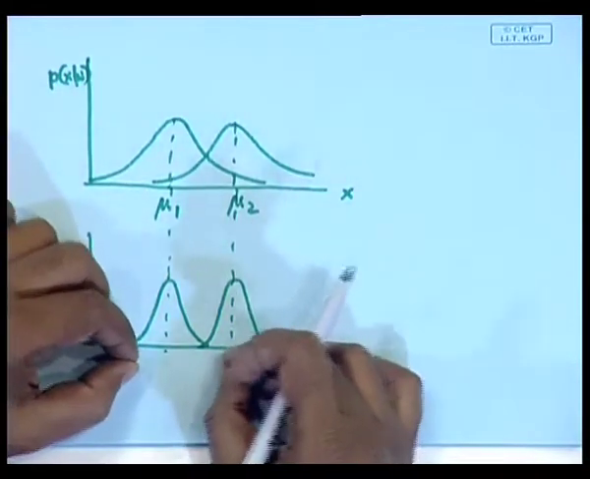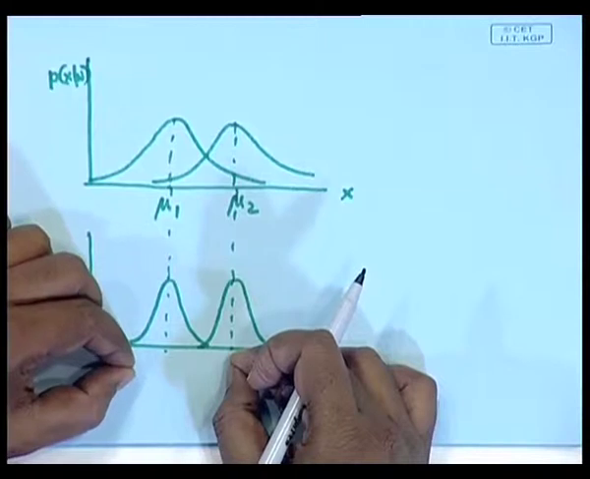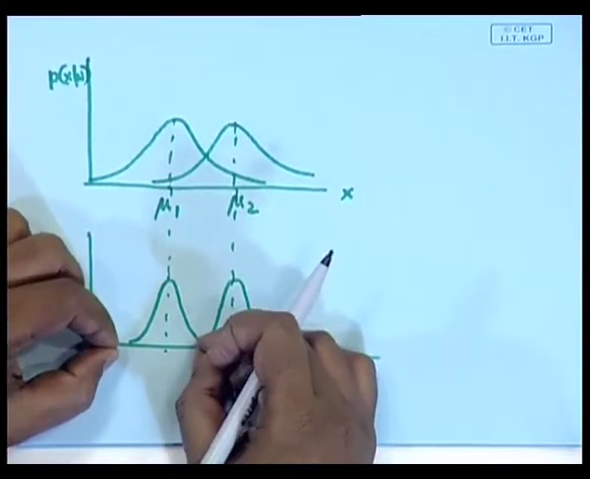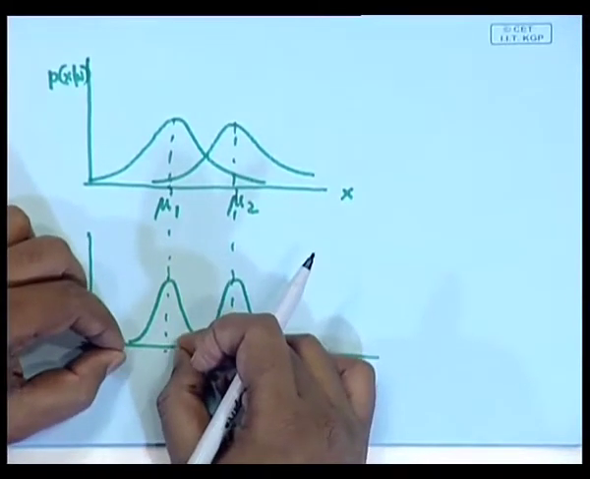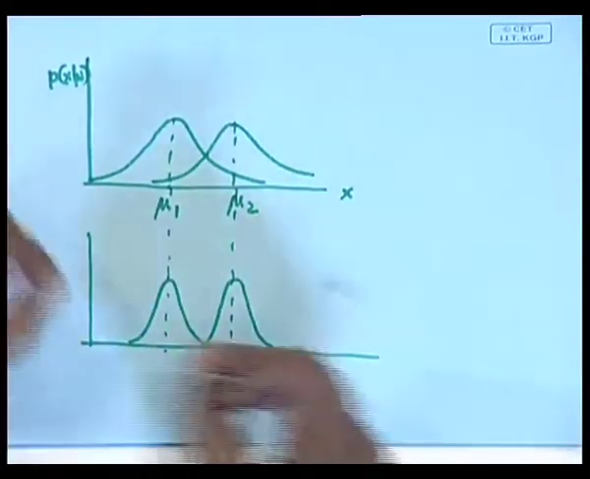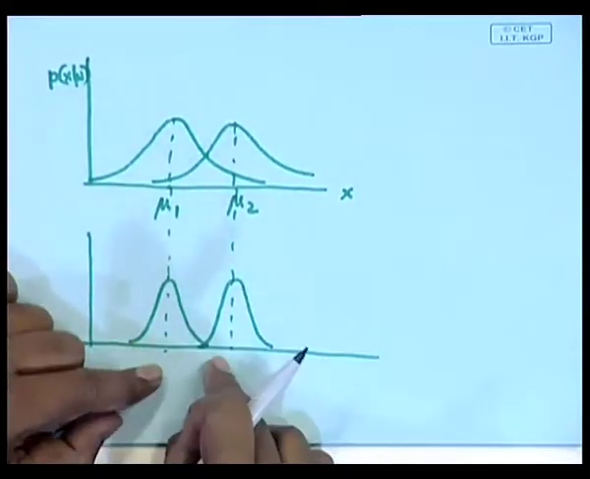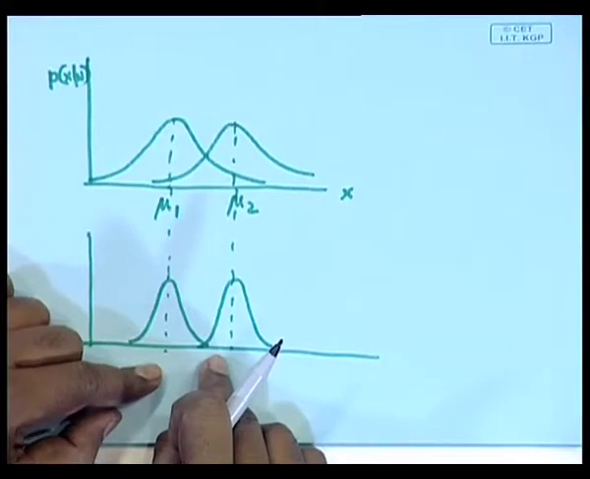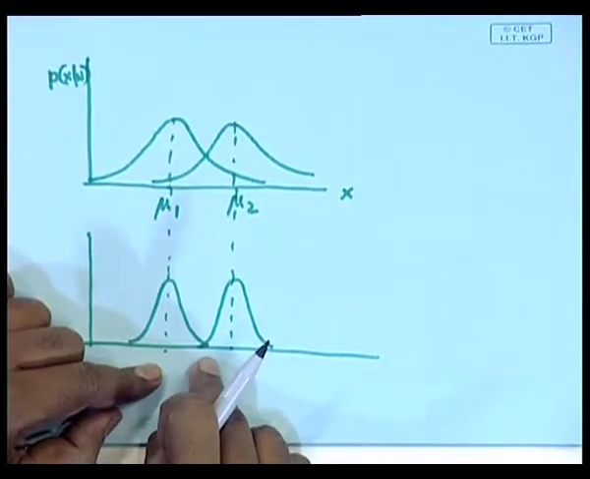So, you find that the distance between the means mu 1 and mu 2 remains the same, but the within class scatter, or the variance of the samples belonging to the same class, is reduced. Then my classification will also be better, that is, the error rate will be less.